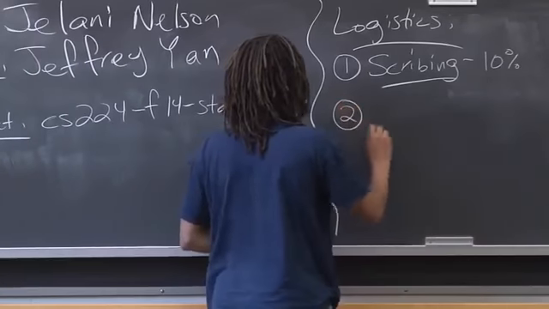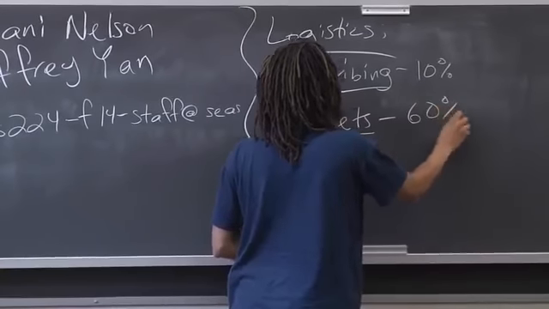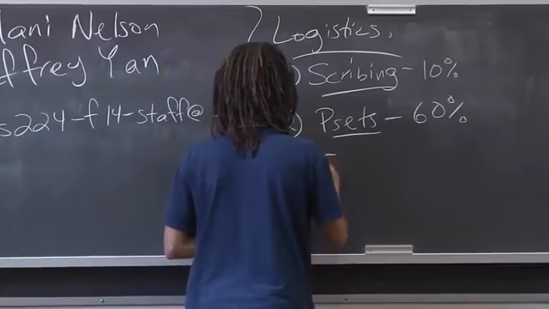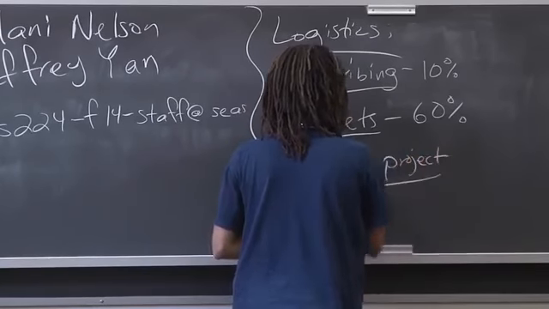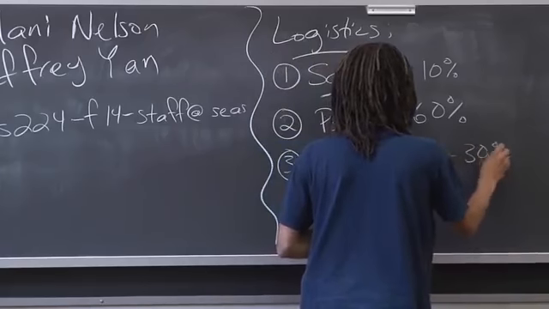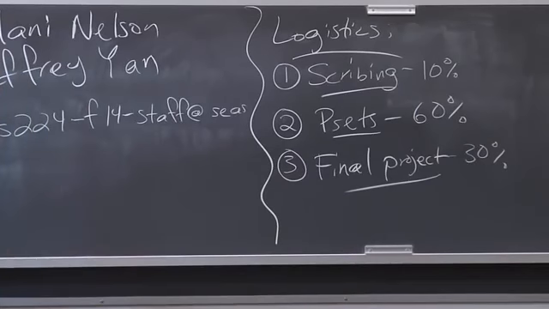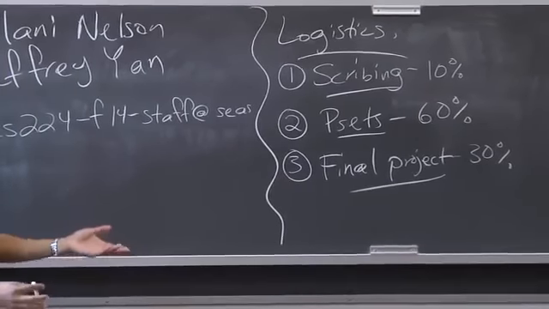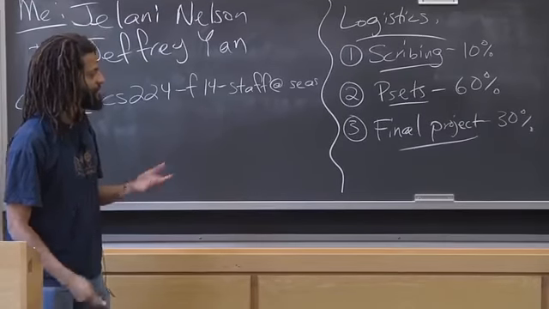in LaTeX describing the lecture. And there's a LaTeX template to use on the website. Two is PSETs. That's 60% of your grade. And the third one is a final project, which is the remaining 30%, and that's just written. There are details on the website about the final project. You submit your project on the last day of reading period, and I grade it.